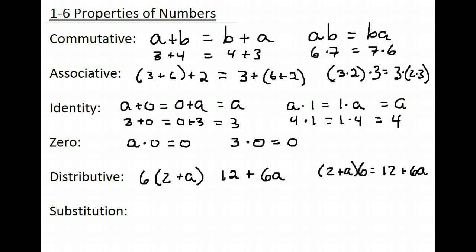And last but not least is substitution. And that means if A equals B, then A may be substituted anywhere that B is. So if we have something like 3x plus 4, and then we know that x equals 2, we can then substitute that 2 in for x into our expression. So then we would have, instead of 3x plus 4, we would have 3, open parentheses, 2, close parentheses, plus 4, and we can simplify that. 3 times 2 is 6, plus 4 is 10. So that is substitution. Putting it back, substituting a number for a variable.